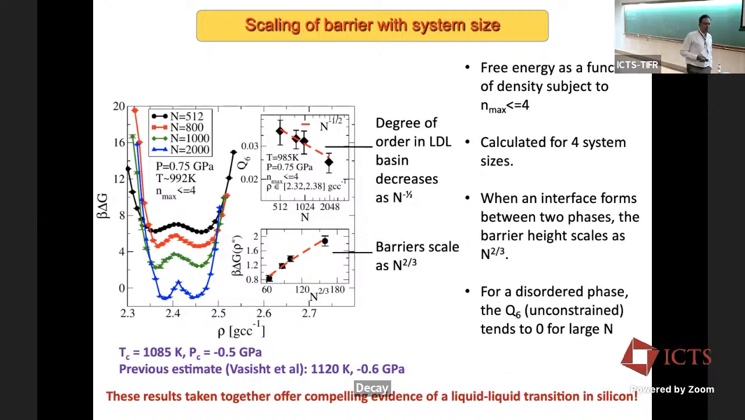All right, so I'll wrap up very quickly. So all of these results taken together offer compelling evidence of a liquid-liquid transition in silicon at a level that's comparable to the work that has been done in the case of water.